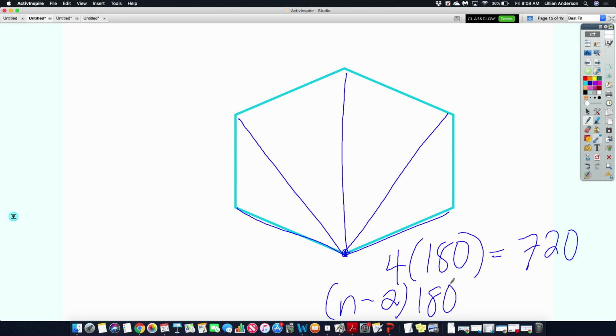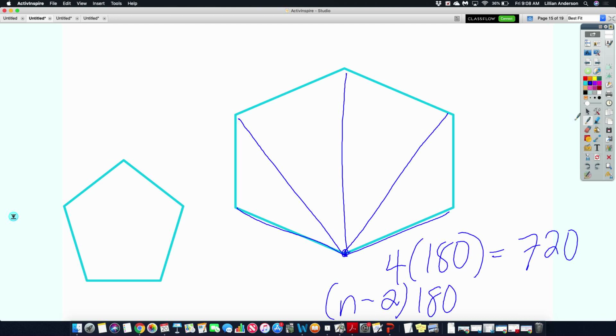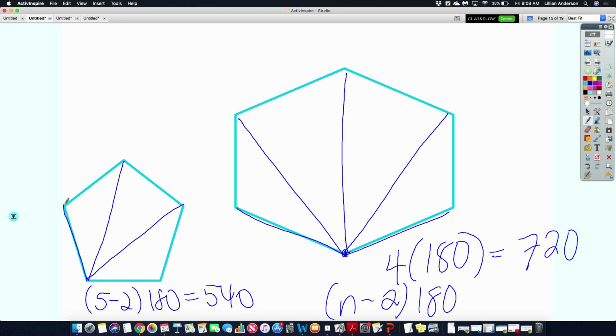That's the formula to find the sum of all the angles in a polygon. And it works for every single type of polygon there is. So if I have a pentagon, if I follow that formula, that would be 5 minus 2 times 180. What's 5 minus 2 times 180? 540. So that means the sum of all the angles would add up to be 540. And if I create, again, the triangles going from one vertex to all the other vertices, how many triangles was that? 3. 3 times 180, 540.